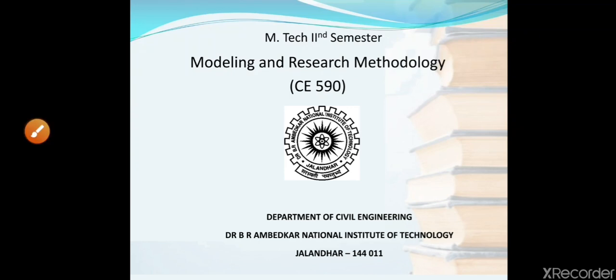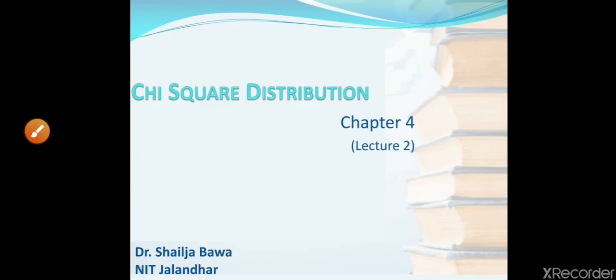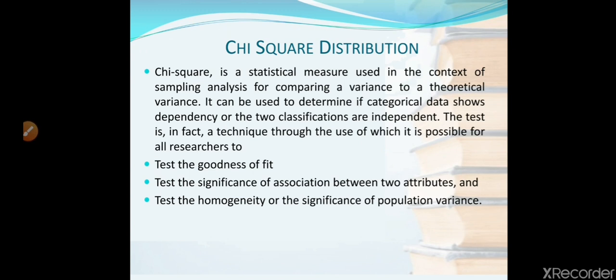This lecture is about chi-square distribution. We are not always interested in means and proportions. There are many managerial situations where we will be concerned about the variability in a population.